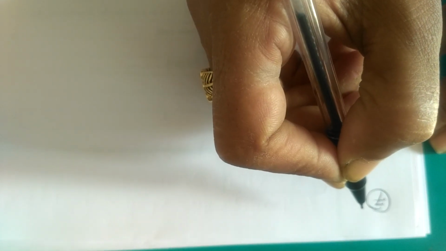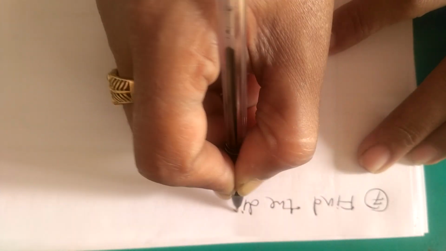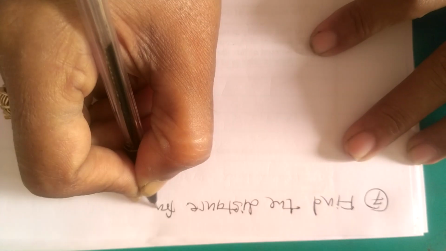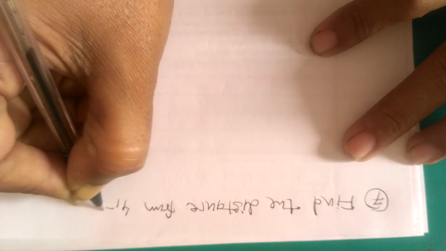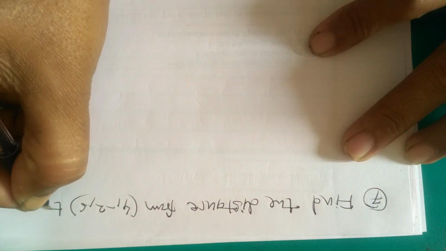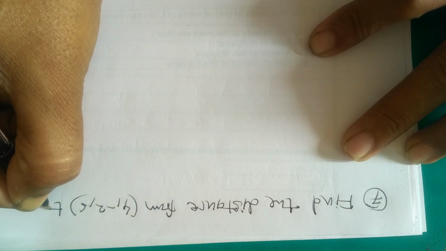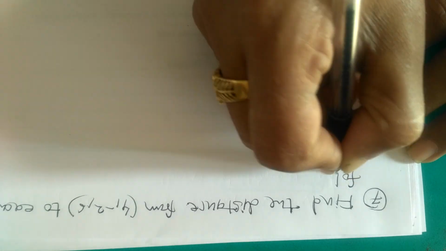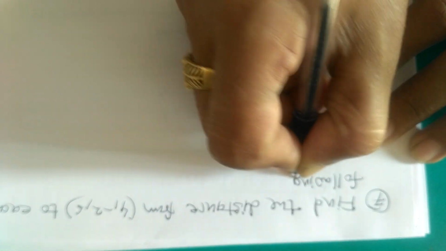Again, question number 7 is changed from this question number 8. Again this is a very easy question. Only we take the values according to geometry. Find the distance from 4, minus 2, 6 to each of the following.